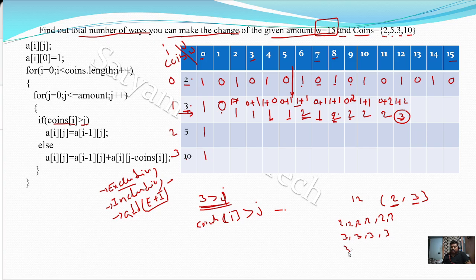So I am considering 3 comma 2, 3 comma 2, it is 5, 5, 10, and the 2 rupee coin. Here it is, 3 ways. That's why here it is 3 ways.